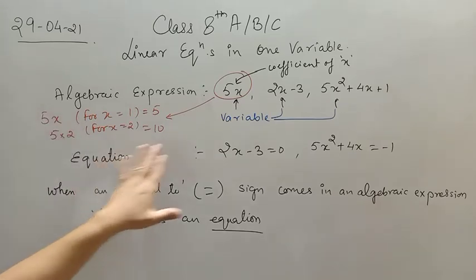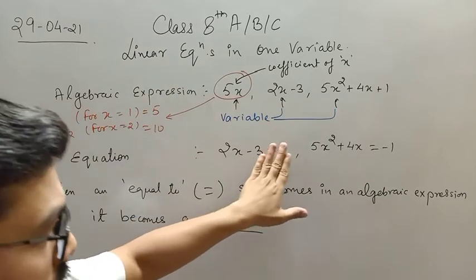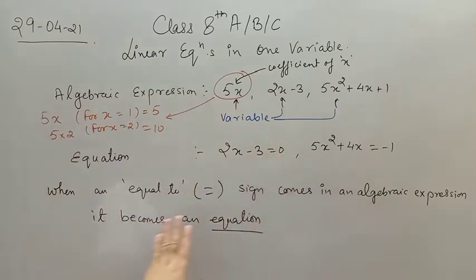And what is an equation? If an algebraic expression is equal to 0 or there is an equal to sign in an algebraic expression, it becomes an equation. Please note it down fast.